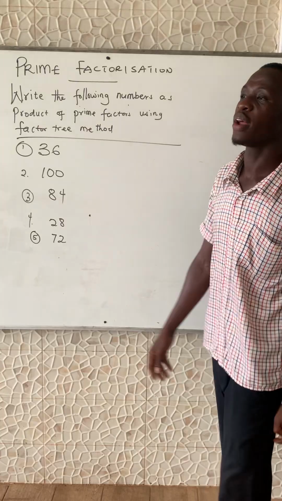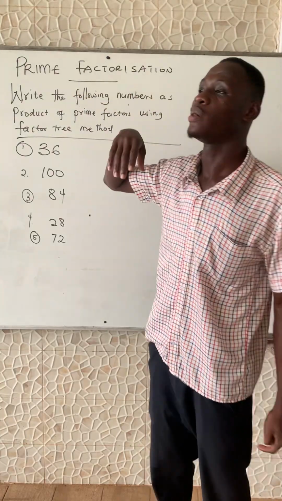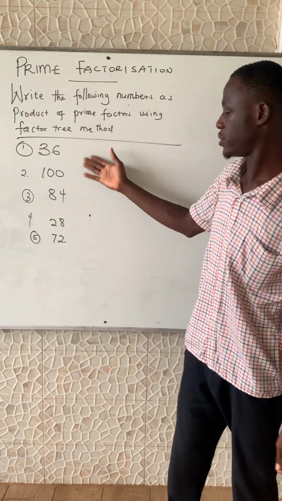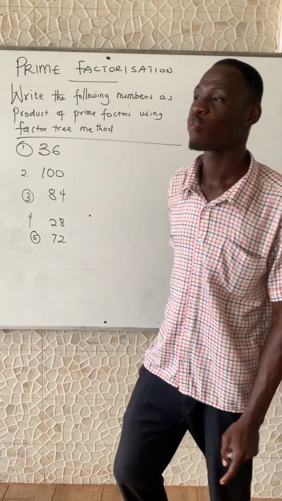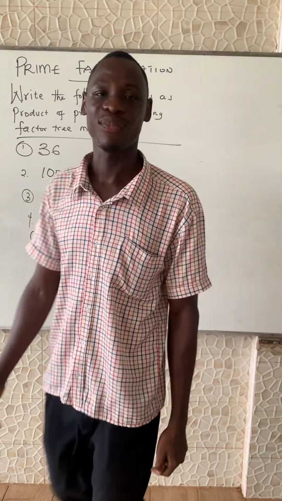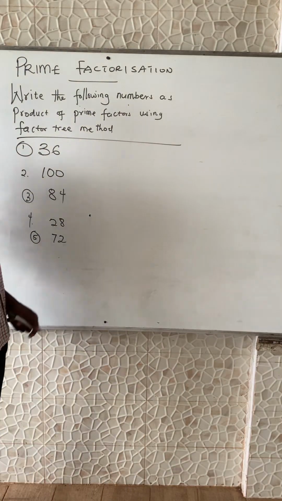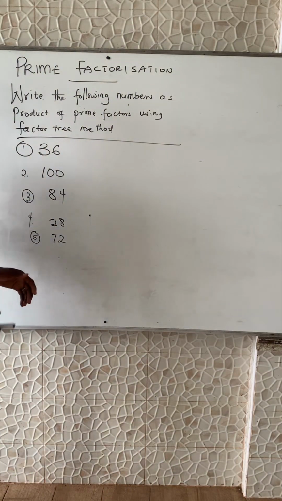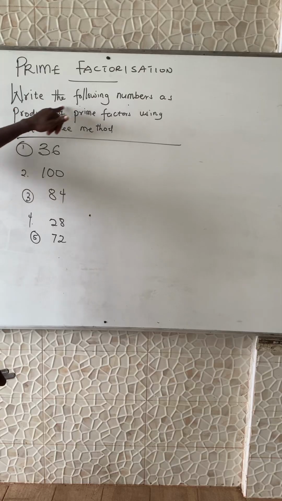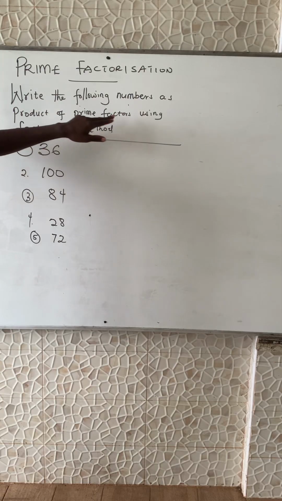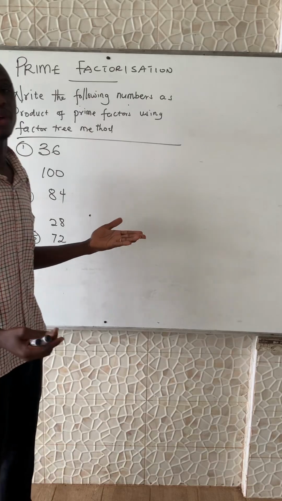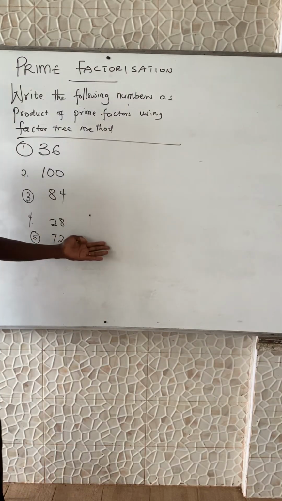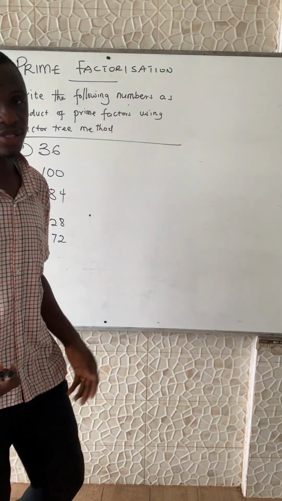Today, we are looking at prime factorization, and we have some questions to solve under prime factorization. Alright, so let's get to the solution and work out. The instruction says, write the following numbers as product of prime factors using the factor tree method. We're going to use the factor tree method to write these numbers as products of prime factors.